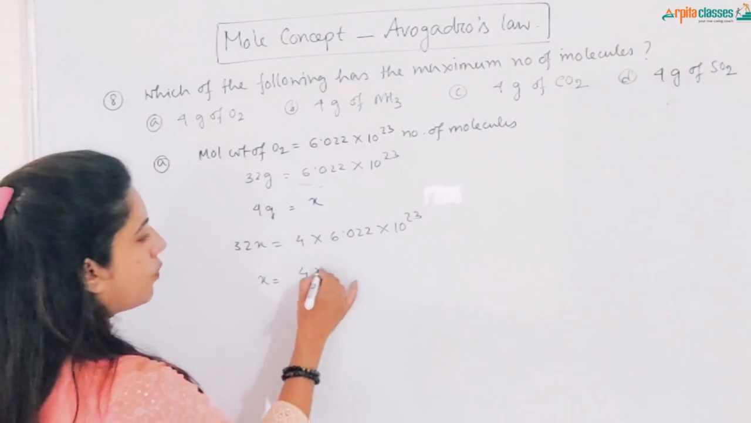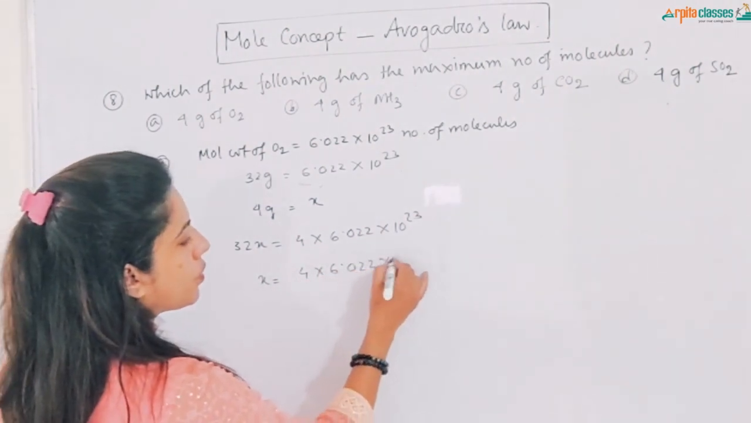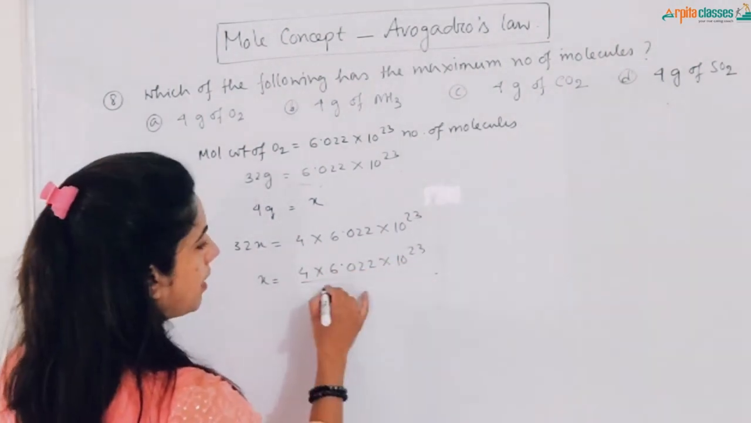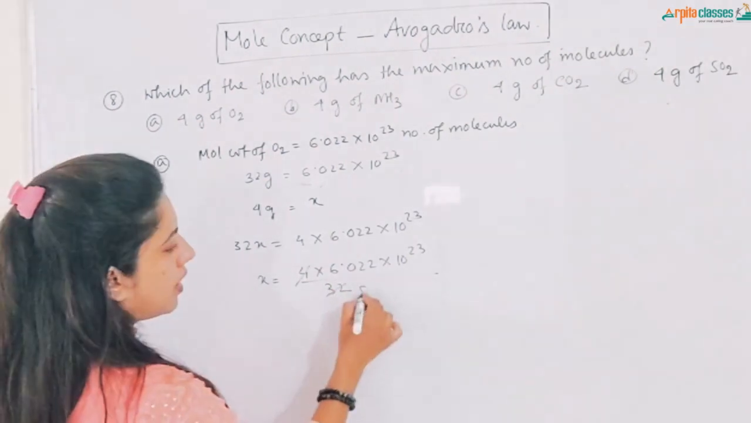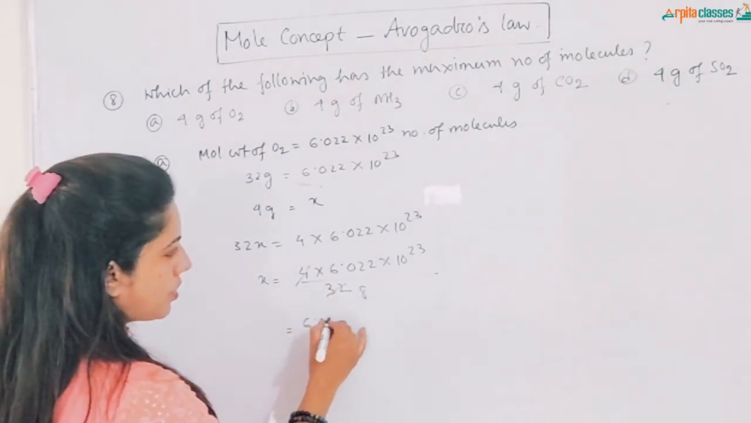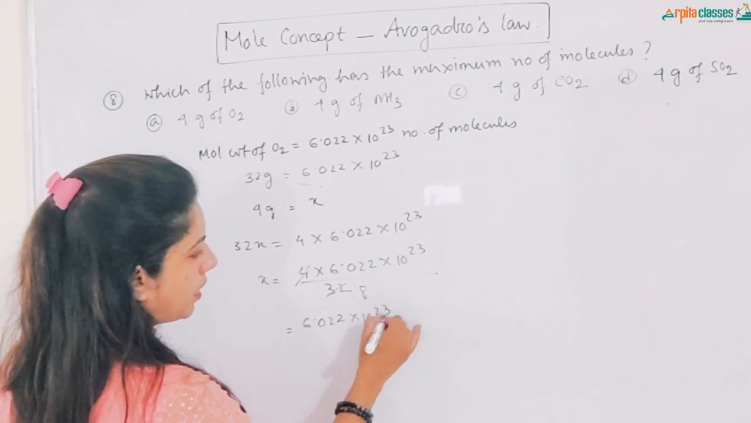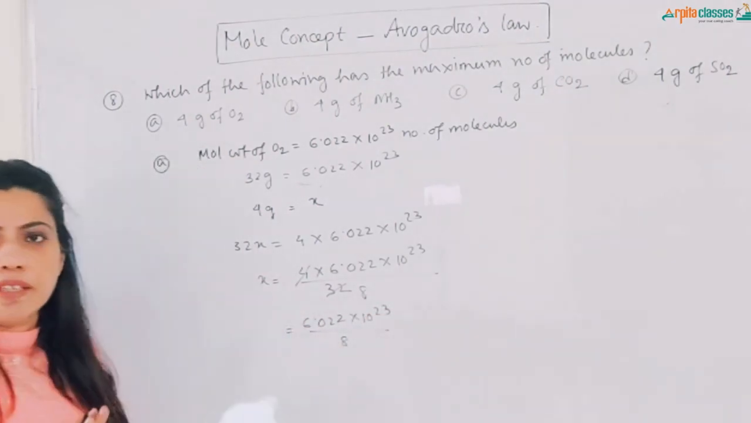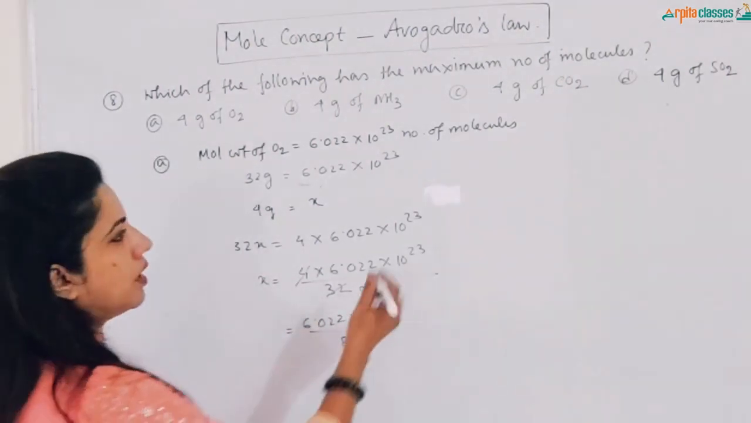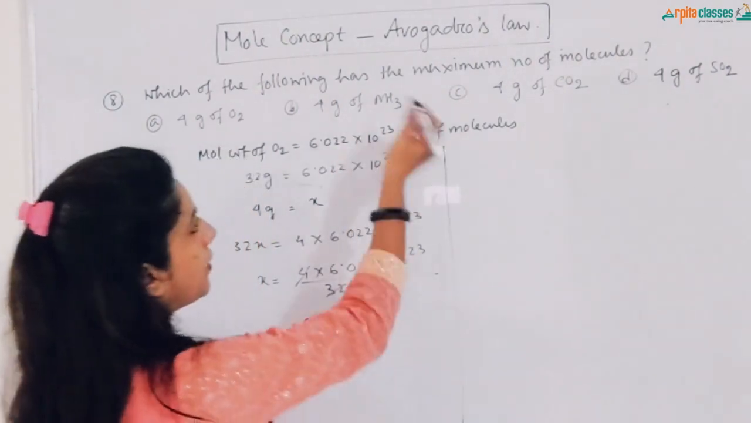Therefore, x is equal to 4 into 6.022 into 10 raised to power 23 divided by 32. So this is divided by 8. So it is 6.022 into 10 raised to power 23. Don't calculate it, just let it be like this. Let us see what we get from the other things.